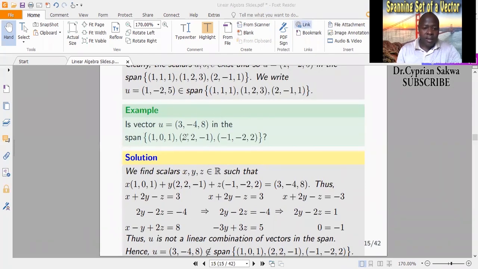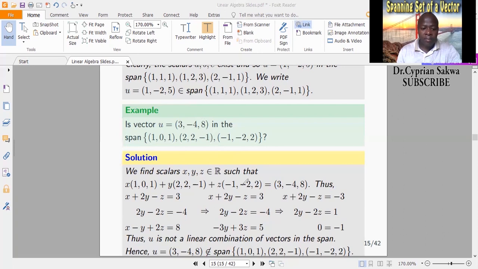Is this vector in this span? In other words, can this vector here be written as a linear combination of these three vectors? So we find if we can find scalars such that x times the first vector plus y times the second vector plus z times the third vector would give us U.